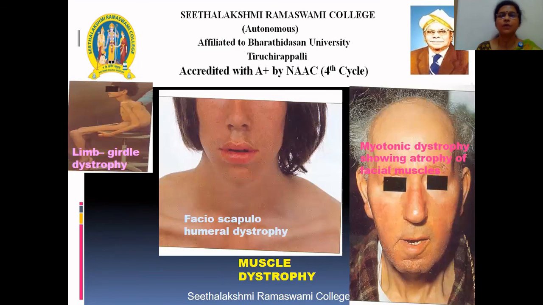This is the picture showing the deficiency of vitamin E. The first picture shows limb girdle dystrophy, the second facioscapulohumeral dystrophy, and the third one is myotonic dystrophy.